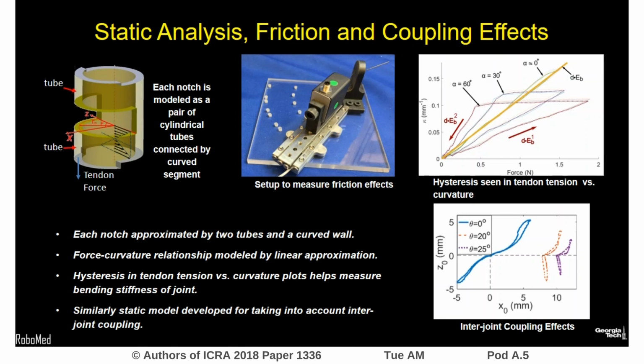We assume a Coulomb friction model for the same. We create a setup with varying wrapping angles and measure hysteresis for each wrapping angle as seen in the image. This allows us to account for friction effects and approximate the bending stiffness of the joint in the absence of friction. Similarly, the coupling seen due to tendon routing between joints seen to the bottom right is also modeled.